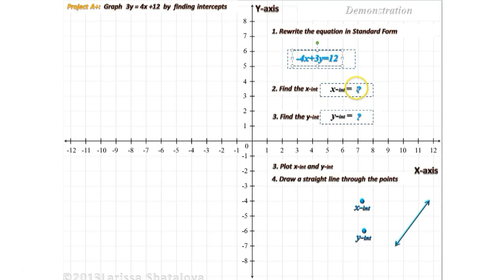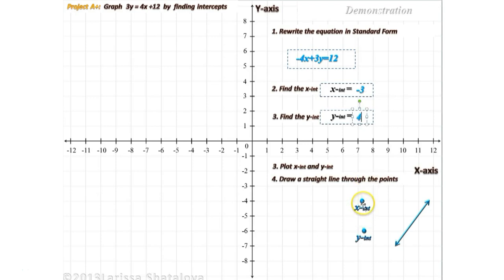Find the x-intercept. So let's pretend that you don't see 3y. So what is left over? Negative 4x is 12, divided by negative 4 both sides. 12 divided by negative 4 would be negative 3. Negative 3. Find the y-intercept. Pretend that you don't see the term with x. So 3y is 12. We divide by 3 both sides. So the y-intercept is just 4.